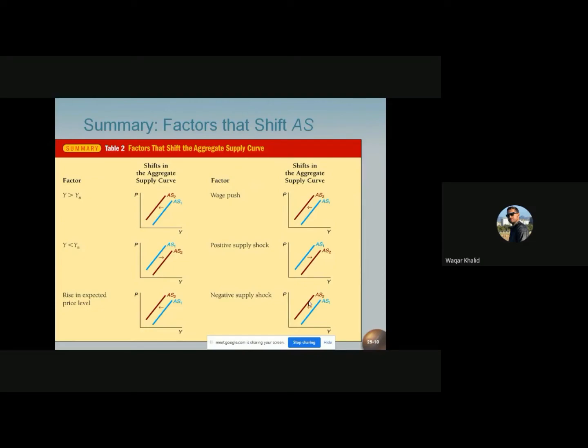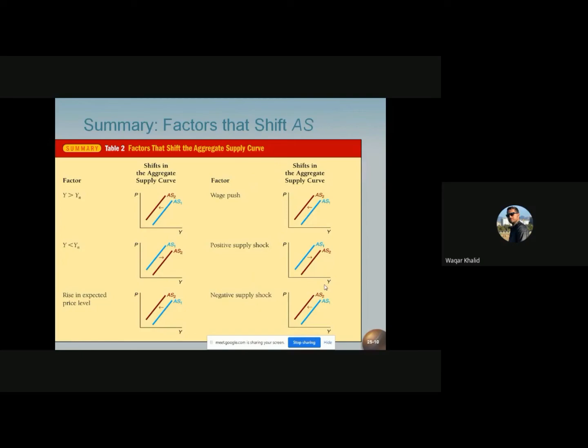This will raise the price. It means that the production cost increases. If the production cost increases, it will shift the aggregate supply curve leftward. That's why we are shifting from AS1 to AS2 in the presence of a negative supply shock. Now, let me explain the positive supply shock.